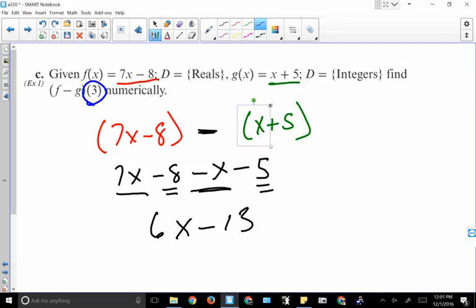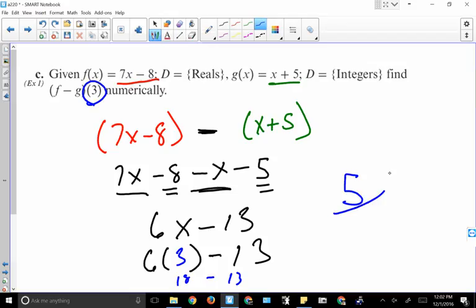We're supposed to put in 3. So that means that we have 6x minus 13. 3 goes there. Well, what's 6 times 3? 18 minus 13, and we end up with 5. I see some smiles out there, so a few people got it right. Again, it's just the same steps over and over again. Combining the like terms and going from there.